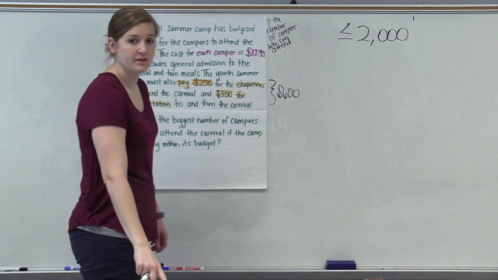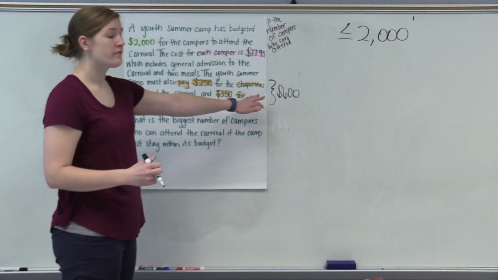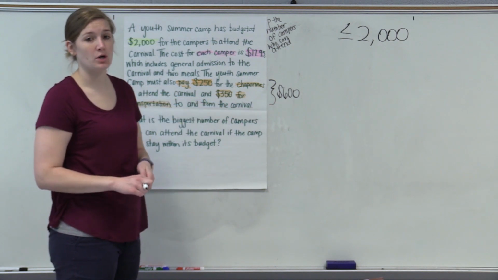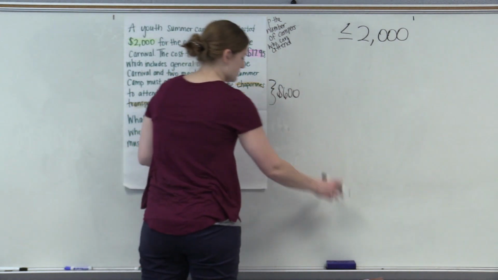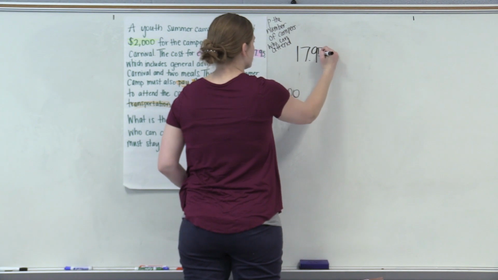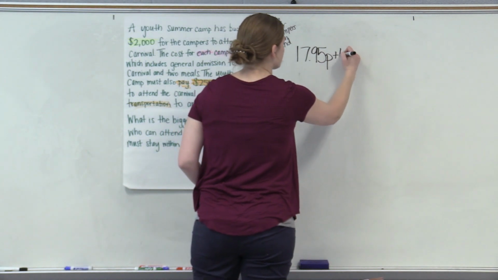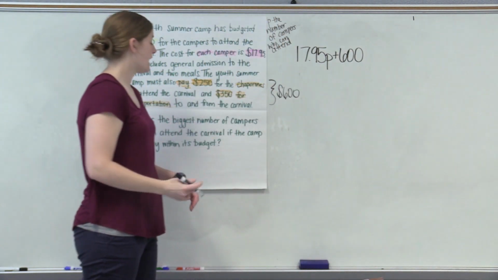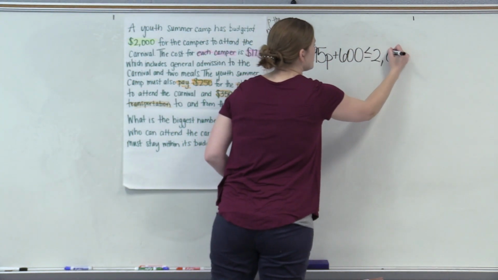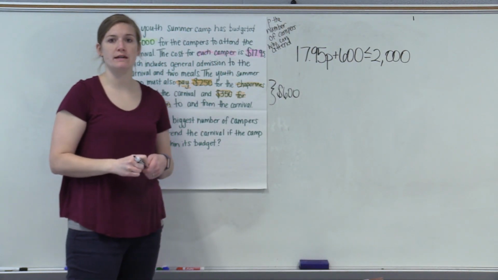Okay, so now that we've defined our variable, let's finish out the inequality. We know that it's going to cost $600 total for chaperones and transportation, and it's also going to cost $17.95 per camper. So our inequality is going to be $17.95 for every camper, plus the $600 that we have to pay for transportation and chaperones. And that has to be less than or equal to the $2,000 that has been budgeted. Great. Now that we have our inequality, we're ready to solve.